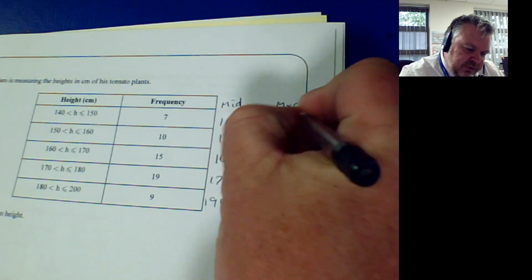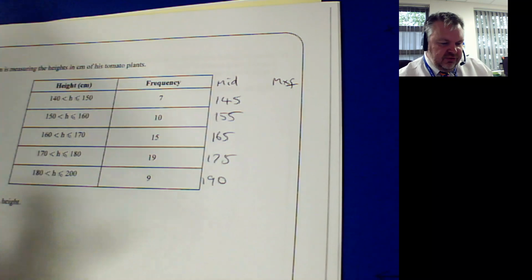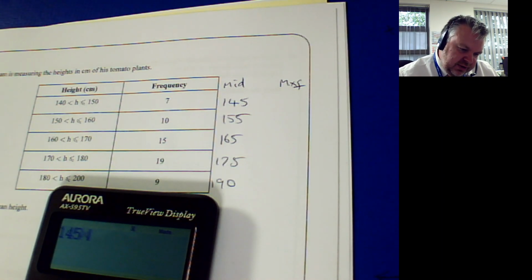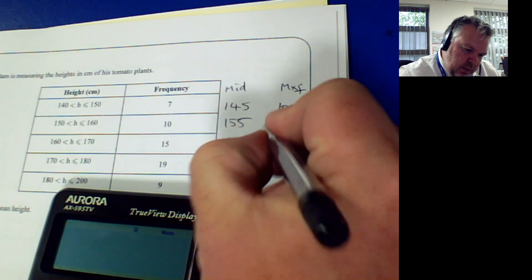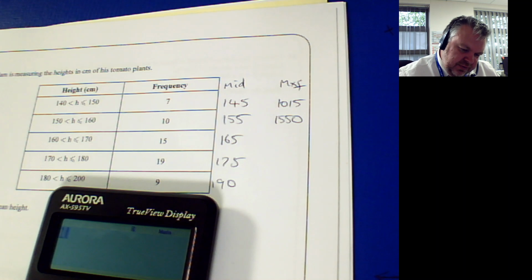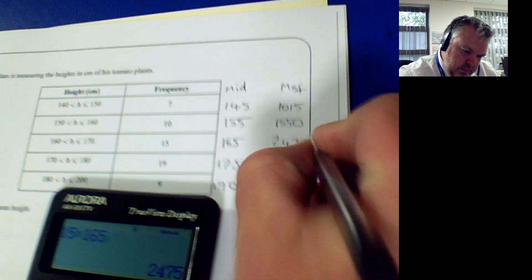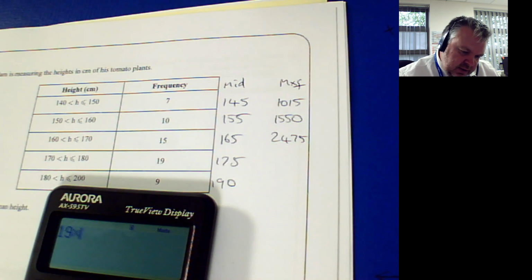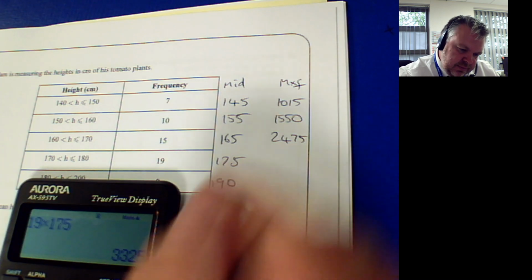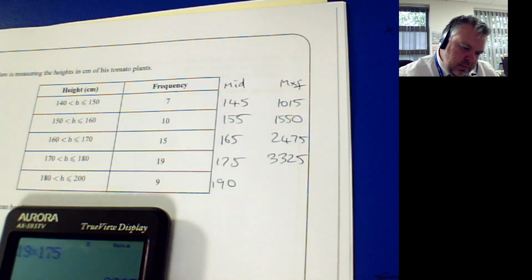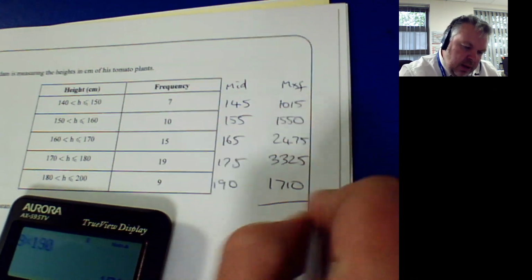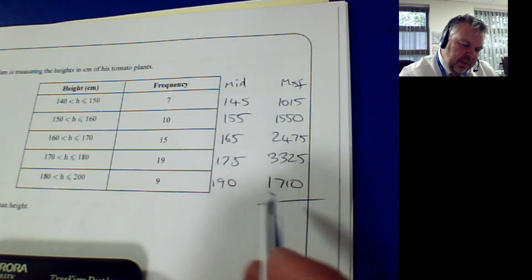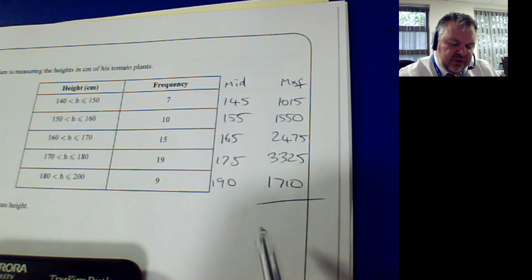Next one, midpoint times frequency. I'm going to use my calculator at this point. 145 times 7 is 1015. 155 times 10 is 1550. 15 times 165. 19 times 175. And 9 times 190. And then I must remember to add up these. So I'm adding them up and I'm dividing by the total.